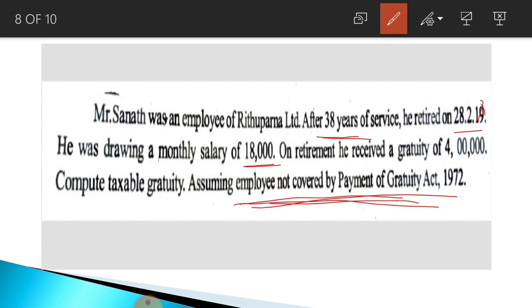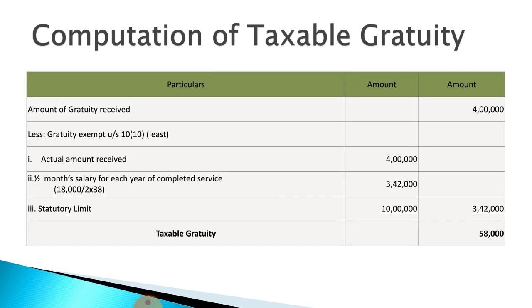And on retirement he received a gratuity of 4 lakhs. Here the actual amount of gratuity is 4 lakhs rupees. Compute taxable gratuity of Mr. Sanath. Let us solve this problem. Here amount of gratuity received 4 lakhs rupees. From this 4 lakh you have to deduct gratuity exempt under section 10 subsection 10. Least of the following you have to consider. First one, actual amount received, 4 lakhs.